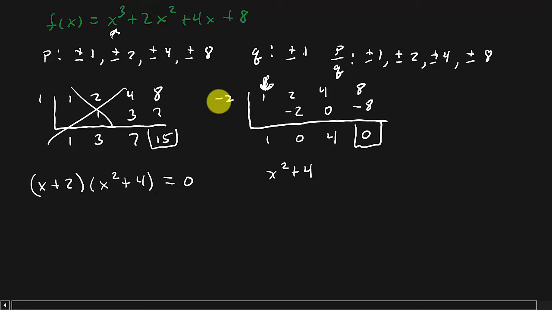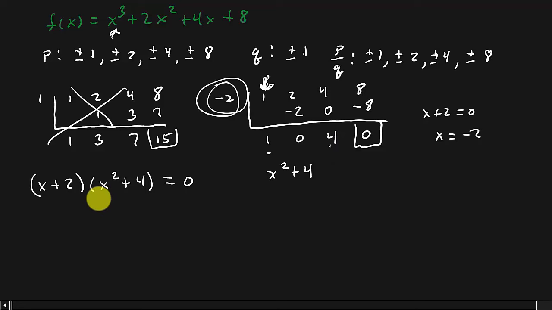Remember, the -2 is a solution. So what would that be? That would be x plus 2. See, when x plus 2 equals 0, x is equal to -2. That's where the x plus 2 comes from, this -2 here. And then that's times the x squared plus 0x plus 4, our constant.